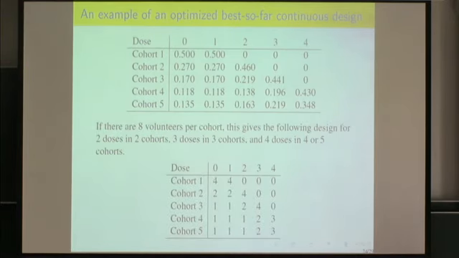And for example, if we've got 8 volunteers per cohort, then rounding this up, this looks very similar to both what I got and what Linda got. For example, 2 doses in 2 cohorts, 3 doses in 3 cohorts, 4 doses either in 4 cohorts or going on to a 5th cohort.